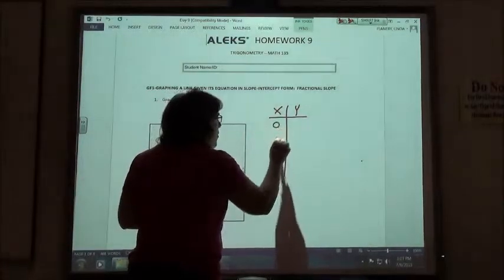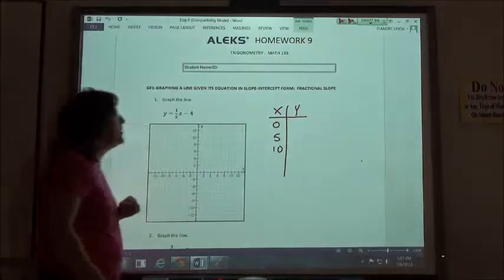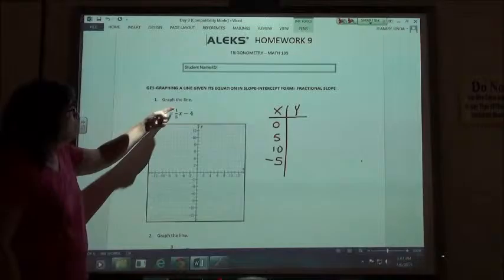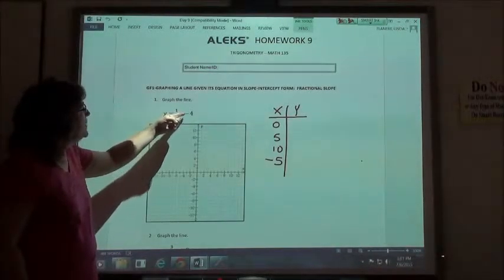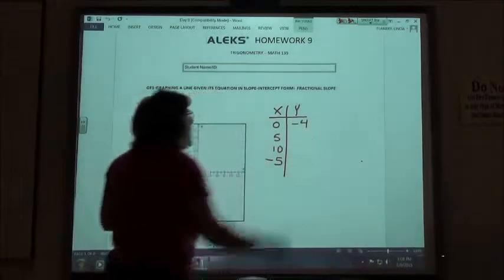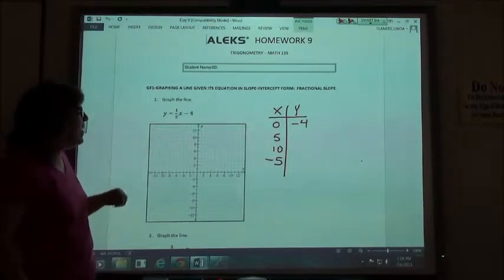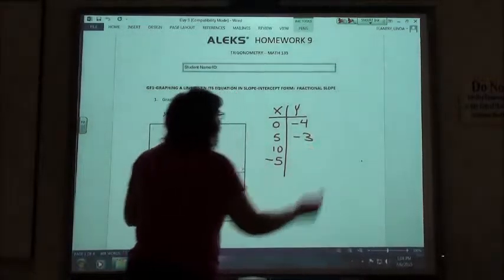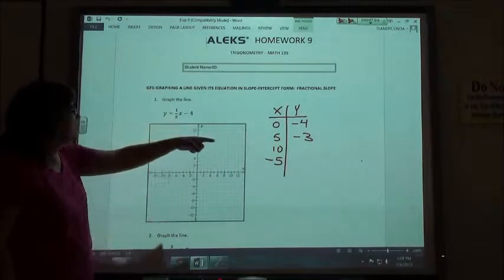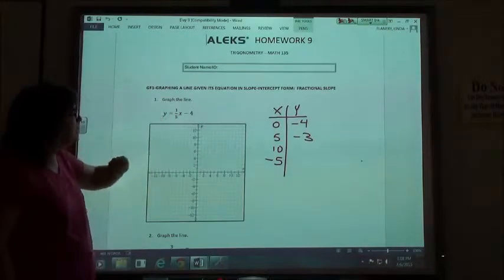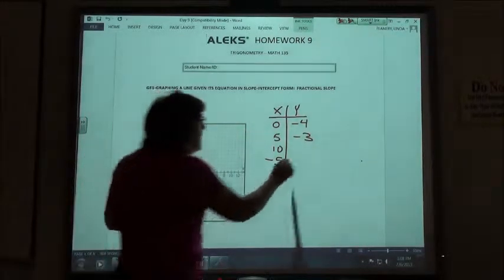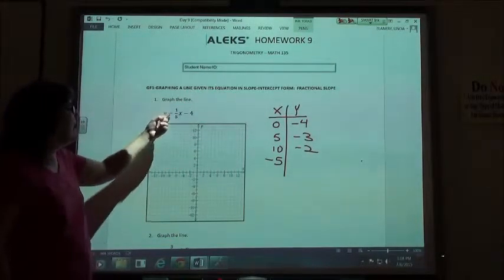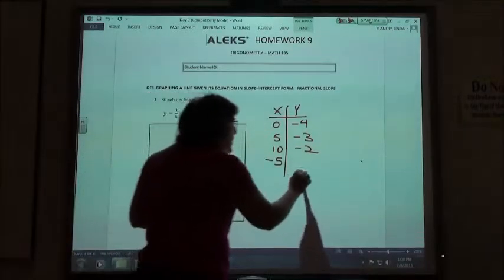So I might use 0, 5, and 10 when I put numbers in for x. You could also use a -5 if you want. So 1/5 times 0 is 0. 0 minus 4 is -4. 1/5 of 5 would be 1 because the 5s would cancel out. So 1 minus 4 would be -3. 1/5 of 10 would be 2 because 5 goes into 10 twice. 2 minus 4 would be -2. And if I did 1/5 times -5, I'd get -1. -1 minus 4 would be -5.